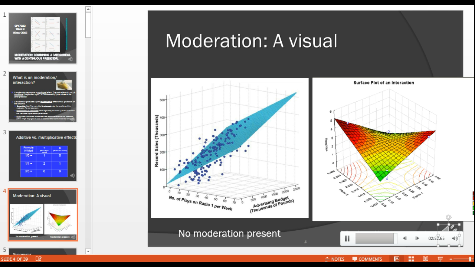So this is just another way to think about an interaction, to visualize it, and hopefully by now you're thinking of different examples in your field where you're seeing a moderation or thinking that it's happening in the population.